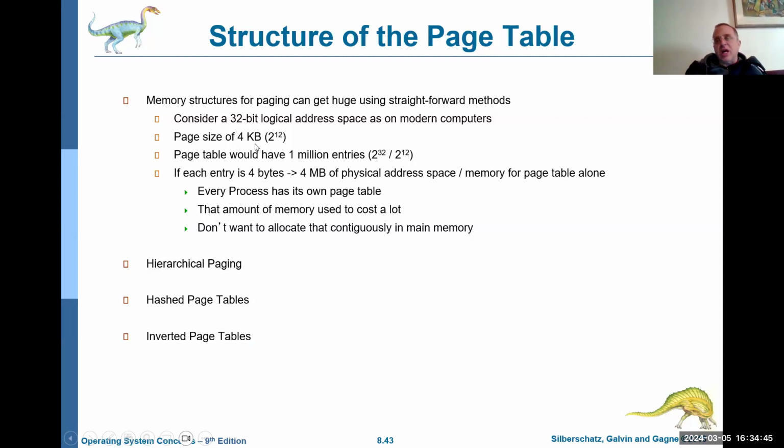And consider a page size of 4 kilobytes, which is 2 to the 12th, right? A kilobyte is 2 to the 10th. Right. So 2 to the 12th is 4 kilobytes. Page table would have 1 million entries. Why? Why would a page table have 1 million entries? Slightly more than 1 million entries. Why would it have more than 1 million entries?